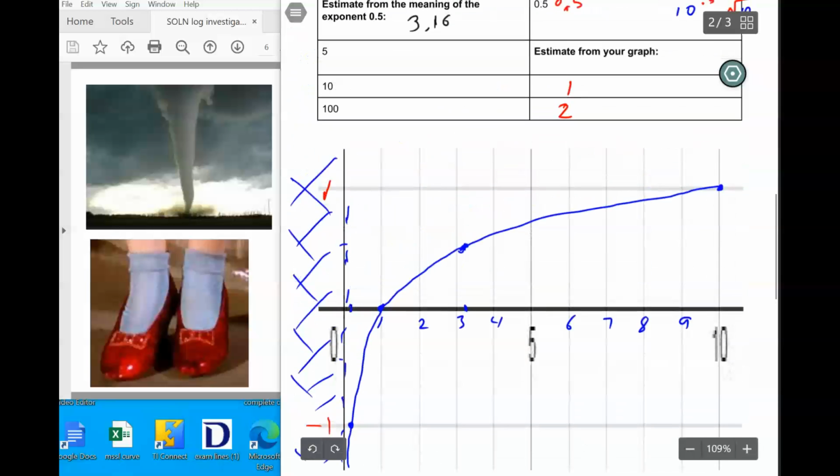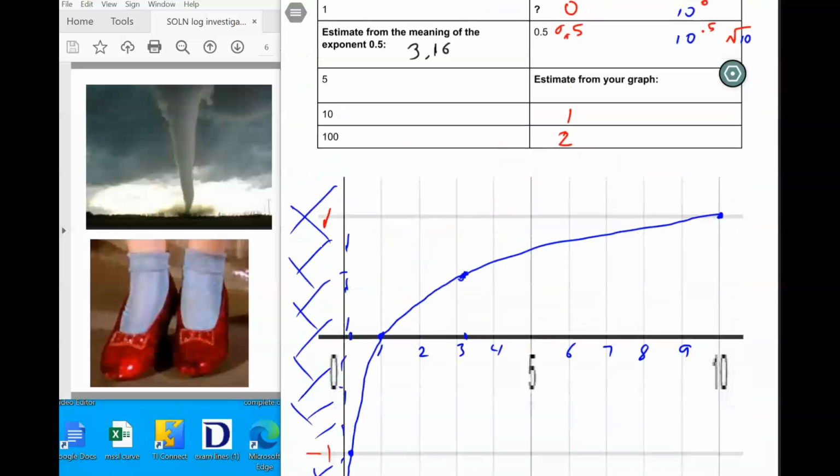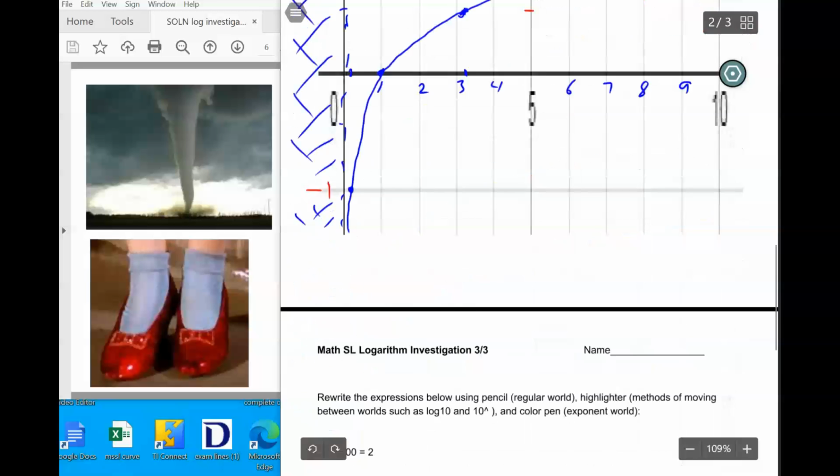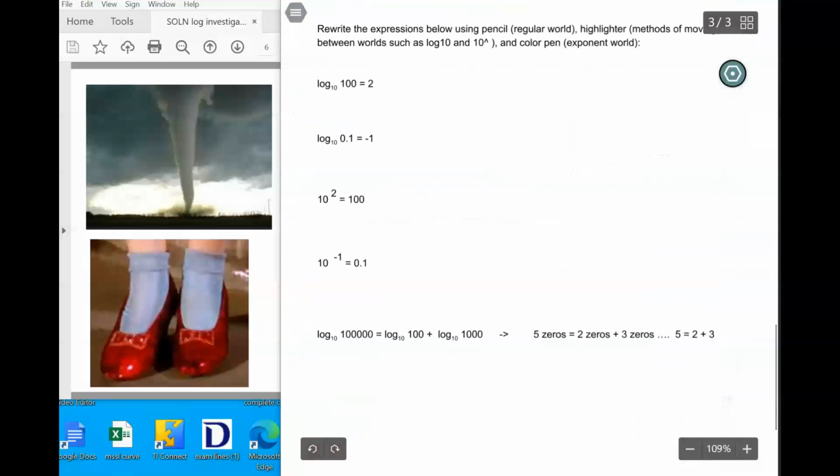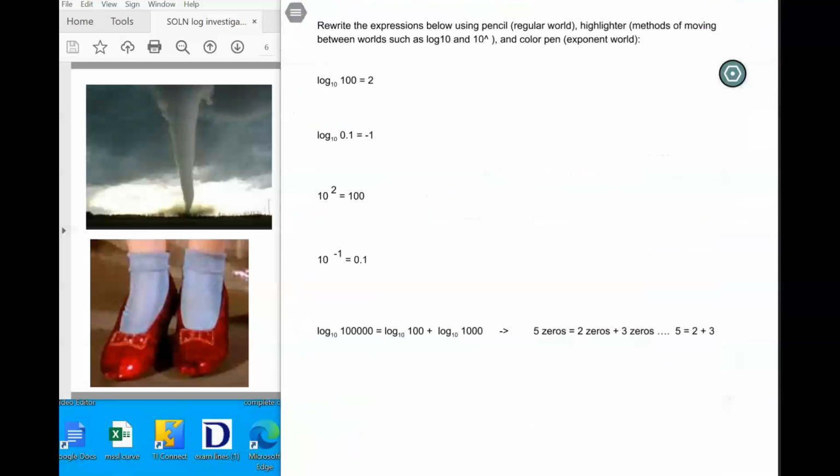All right, so let's estimate from our graph the red number that corresponds to black 5. I would say that that's about 0.7 maybe? I would say 0.7. That's an estimate.